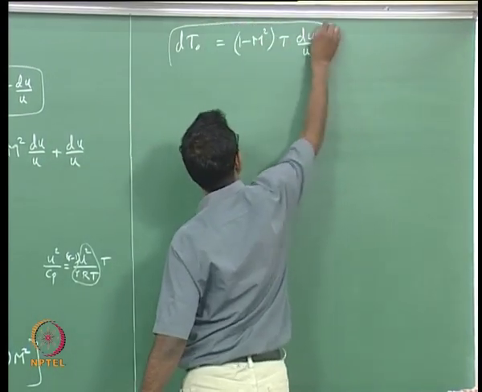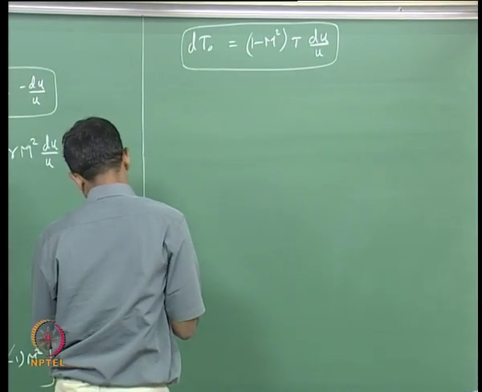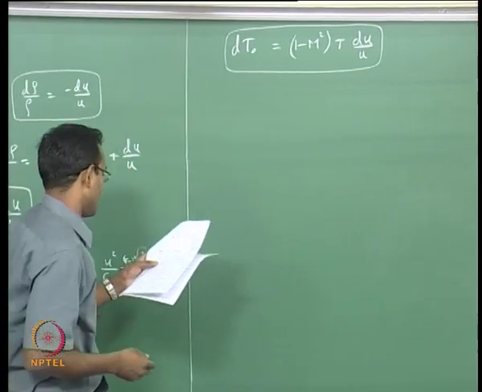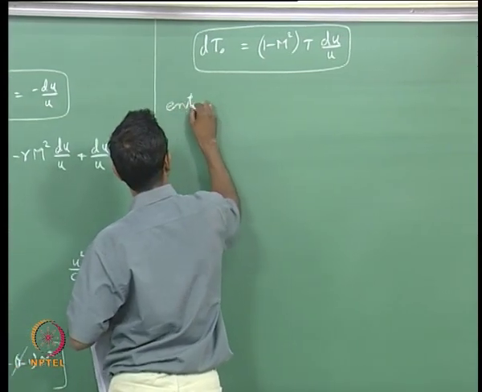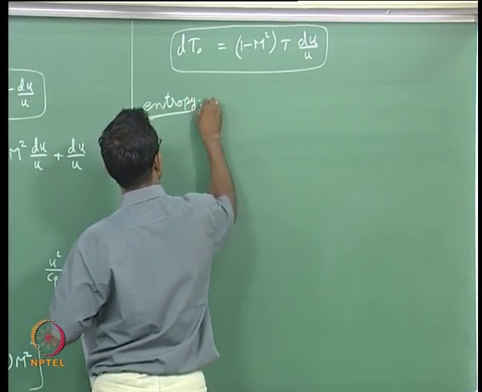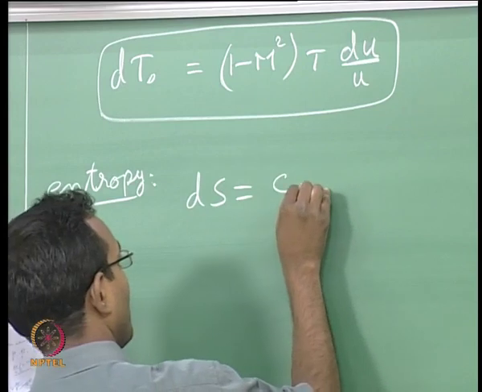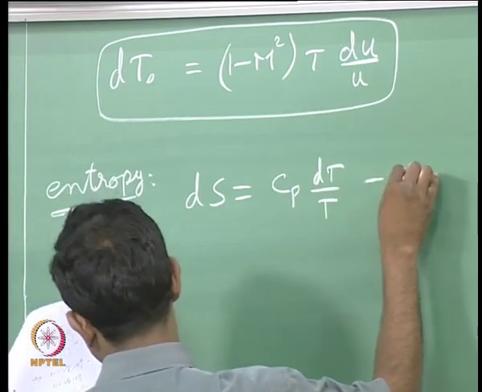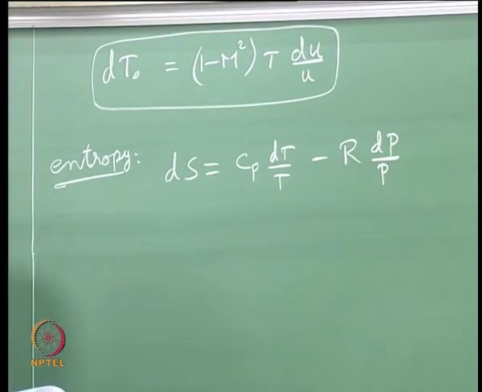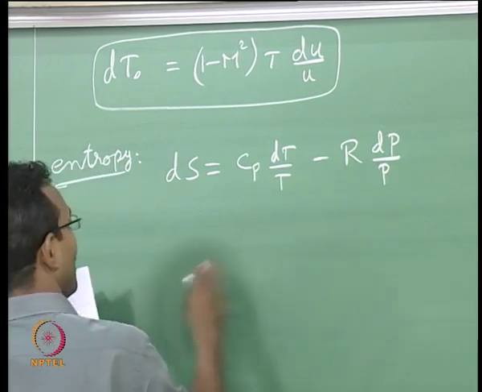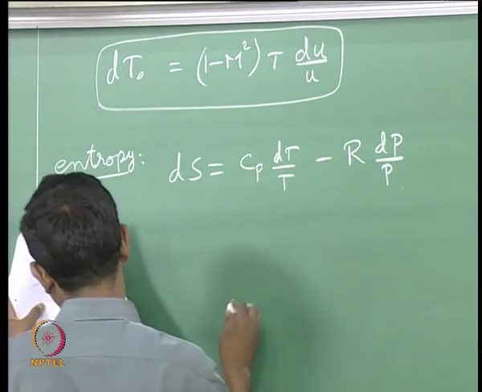There is one more relation. Now, the next thing I want to think about is entropy expression, entropy relation. We know dS is equal to Cp dT by T minus R dP by P. This we derived in the first two classes somewhere. Okay. I have this relation. Now, I know dt by t in terms of du by u and dp by p in terms of du by u. So, I can just substitute them directly.